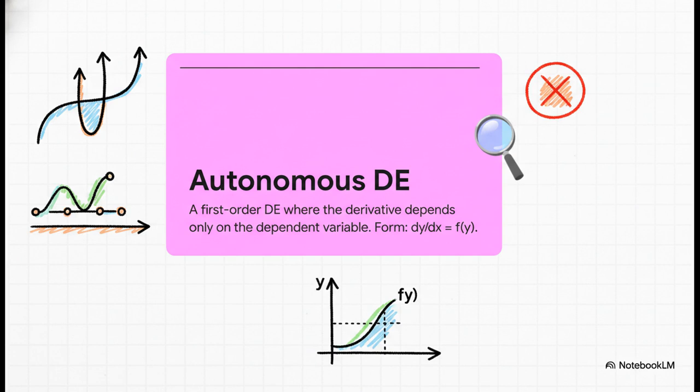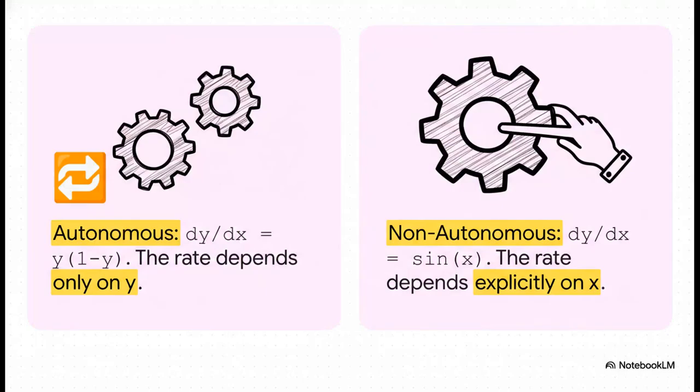Now look really closely at the right side of that equation. Notice what's missing. The variable x, time, is totally absent. That one little omission is the key to everything. This slide really lays it all out, side by side. On the left, you've got dy/dx equals y times (1 minus y). That's autonomous. Its rate of change only cares about what y is right now. But on the right, dy/dx equals sine of x. Well, that's non-autonomous because its rate of change explicitly depends on x. You're looking at two fundamentally different kinds of systems.